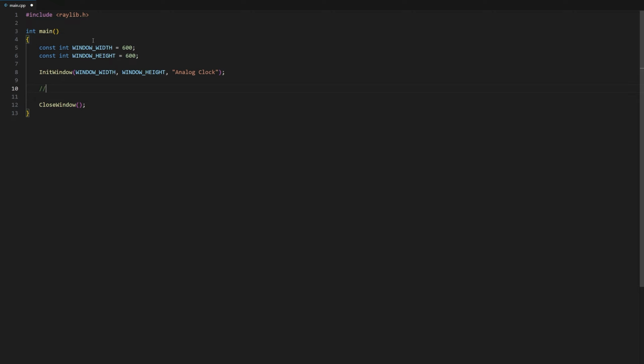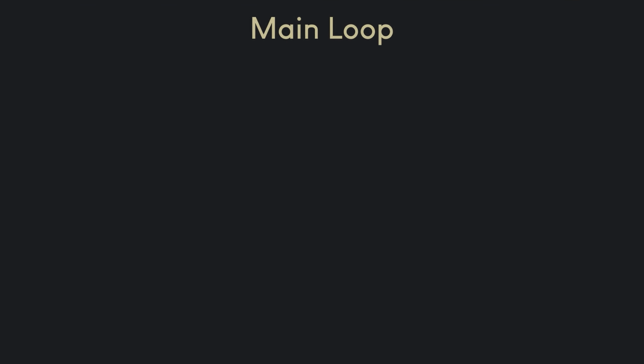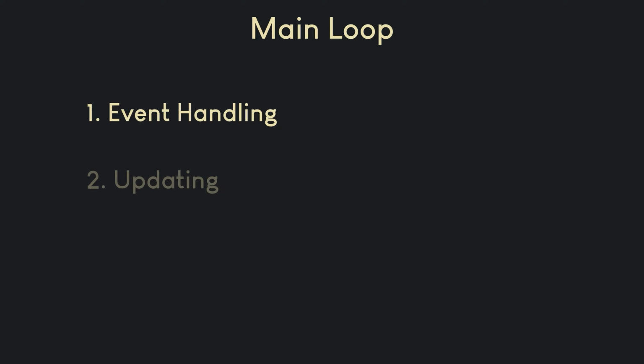Let's write a comment first. Main loop. The main loop consists of three parts. First, event handling. First, we check for any events, such as the user attempting to close the application or interacting with it, for example by pressing some keys. Second, updating. Next, we update the state of our clock. This involves retrieving the current time from the system.